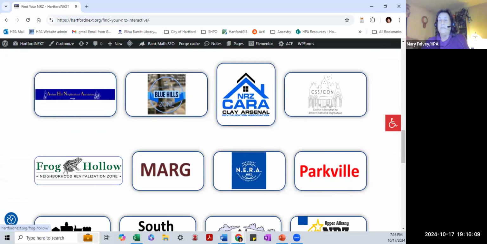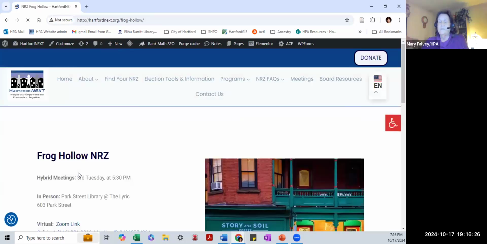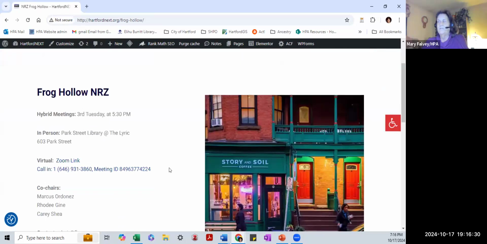So it is extremely important that if you have an annual meeting for your NRZ, you let us know who the new chair is, or who the new treasurer is, or if you have a communications director. We've also been begging for months, years, for photographs, because this is a way to showcase your NRZ.